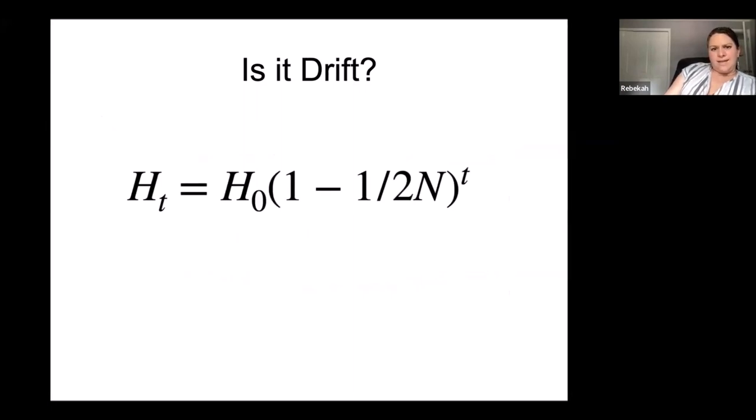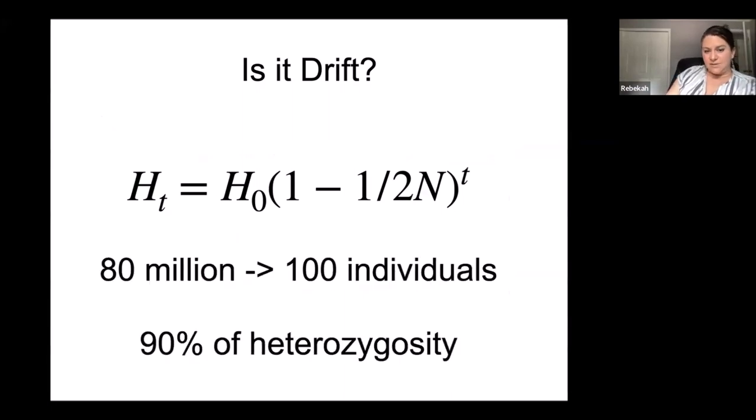There are, again, models that are written out on paper for how your genetic diversity, your heterozygosity, should change in a population if you get a population crash. We can even plug our data into those models, where we say, okay, there's 80 million individuals now. What if you took 80 million individuals and dropped it down to 100 individuals? We don't think this is likely.